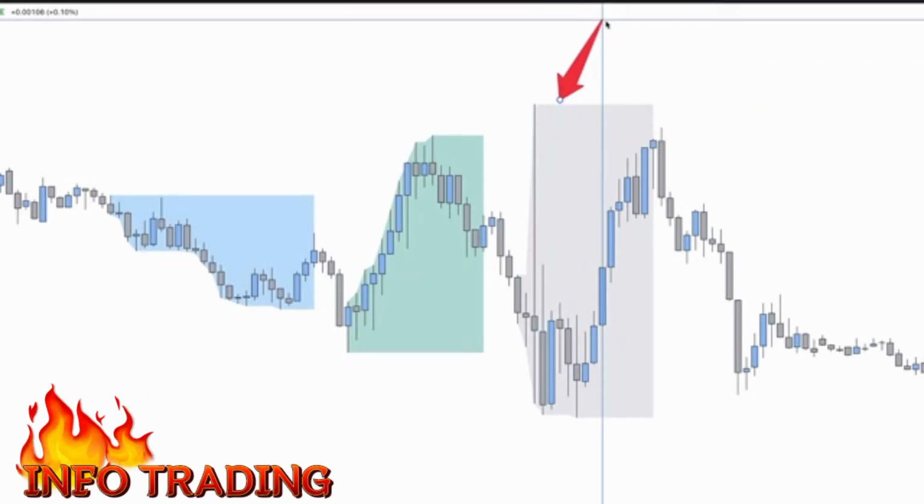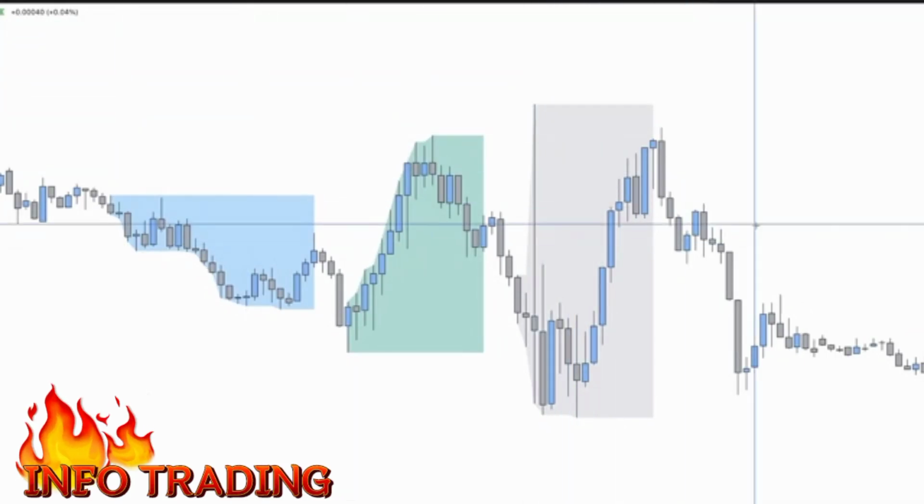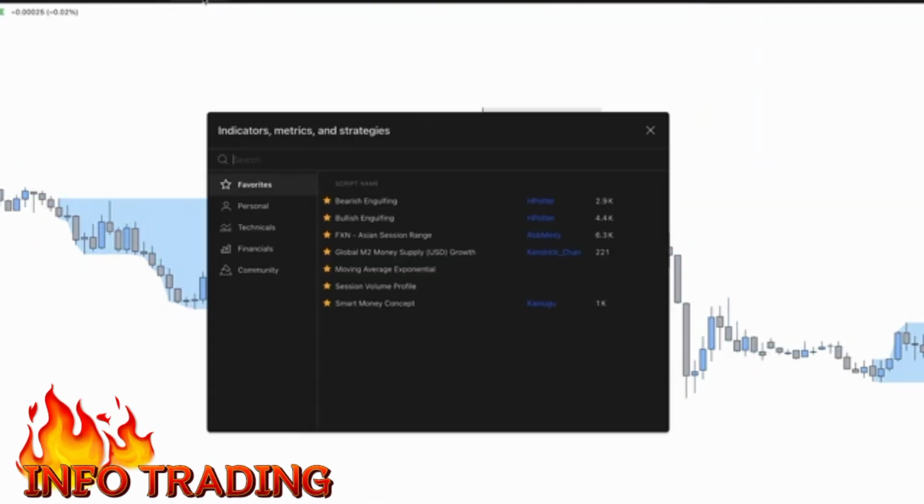and other major pairs. And if you look at around the 15-minute time frame, you're going to have a good view as to the day's price action, so you can get used to these characteristics. The indicator that I'm using here is FXN Asian Session Range.